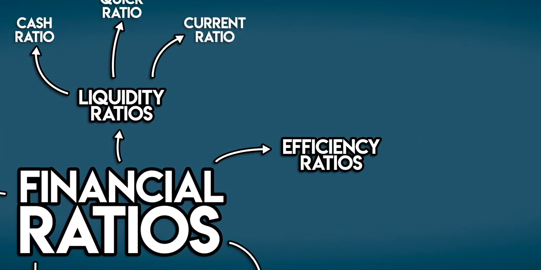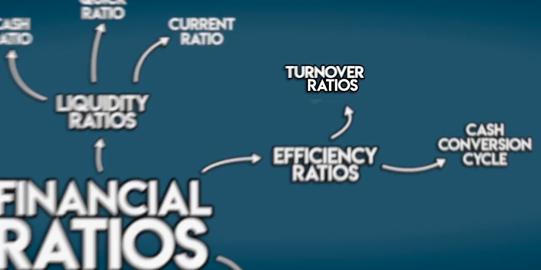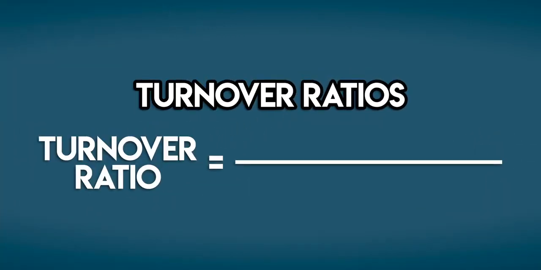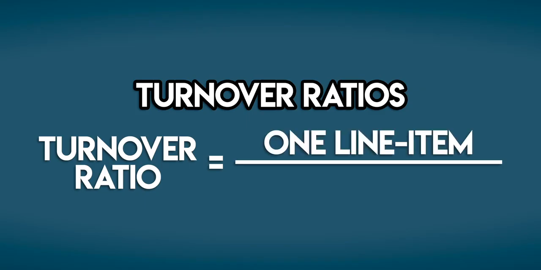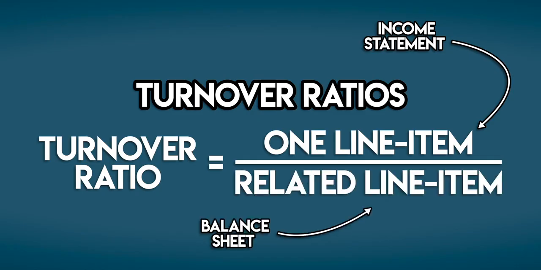Efficiency ratios measure how effective a business is at selling inventory to customers, how quickly it's able to collect cash back from them, and how reliably it pays off its creditors. There are two parts to this. We have turnover ratios and we have the cash conversion cycle. Turnover ratios measure how quickly a business conducts its operations. They compare one line from the income statement against a related line in the balance sheet.